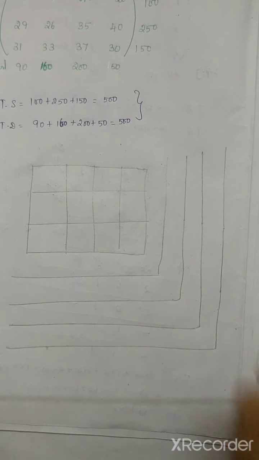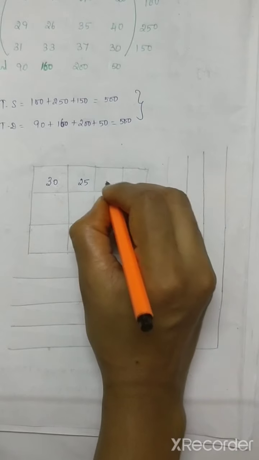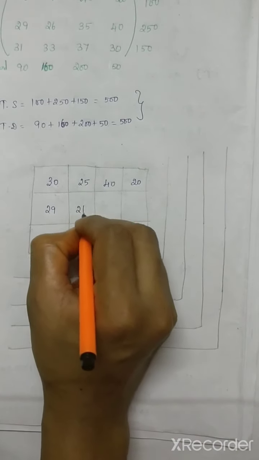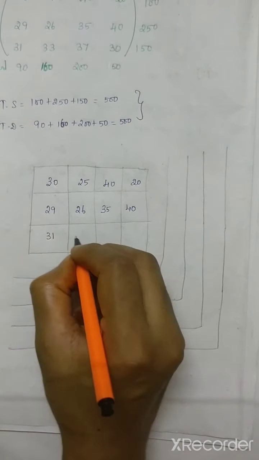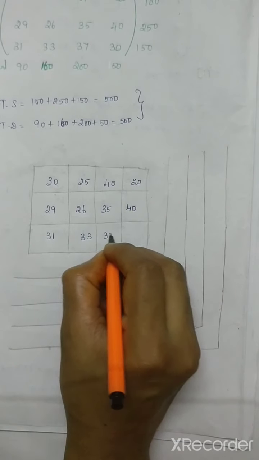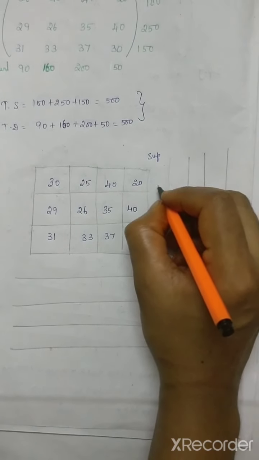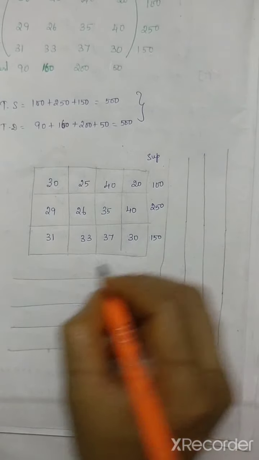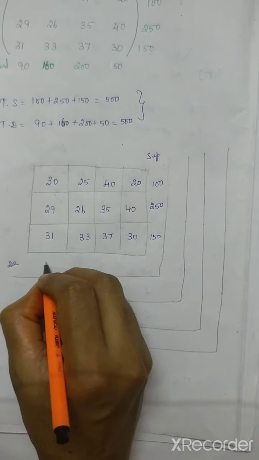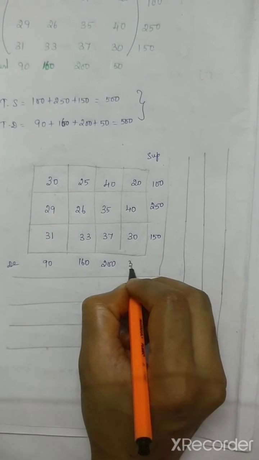You just write the cost values: 30, 25, 40, 20, 29, 26, 35, 40, 31, 33, 37, 30. Supply values are 100, 250, 150. Demand values are 90, 160, 200, 50.